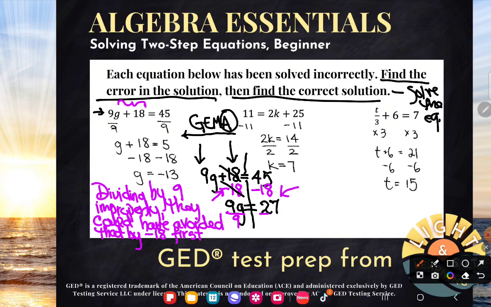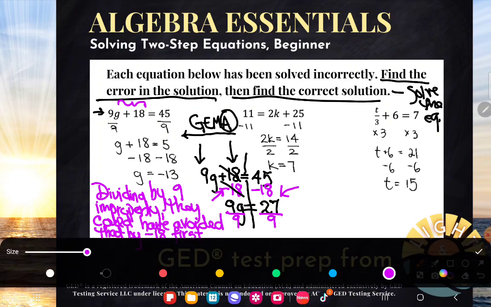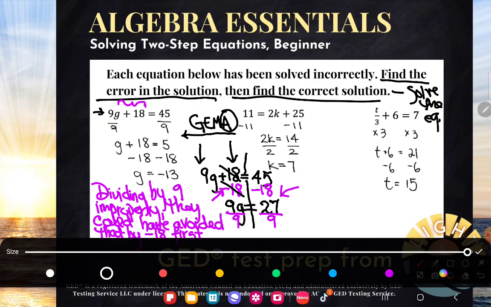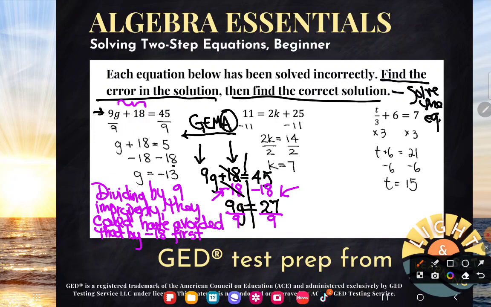After I subtracted 18 from both sides, if I do divide by 9, you're going to see that I get a different solution here than our student got, which was what? Negative 13 they got. Okay, and let's see. Multiplying and dividing by 9 is opposite, and so it'll cancel out. G will be by itself. I'll just have one G, right? A single G. And then 27 divided by 9.